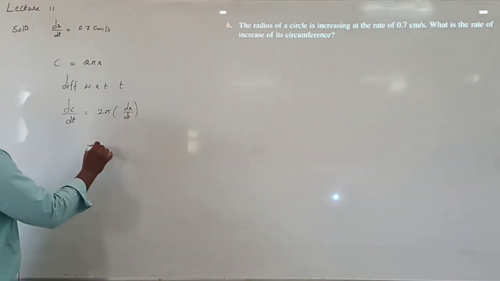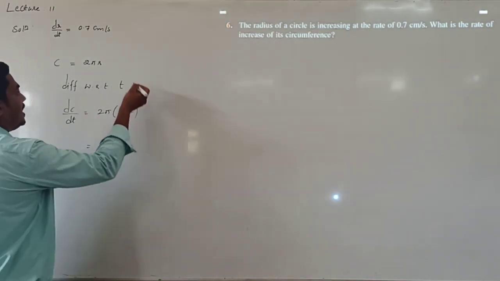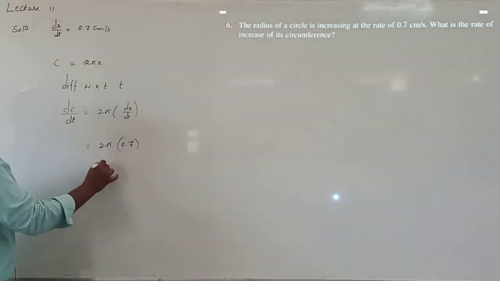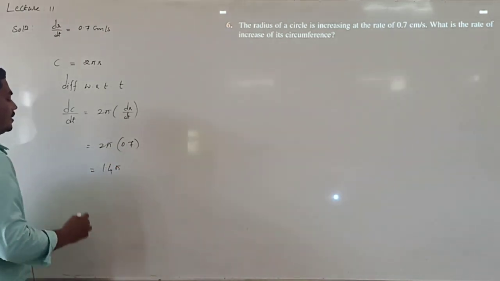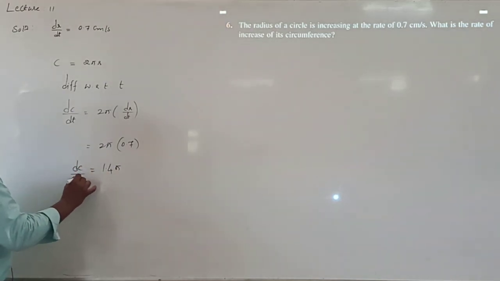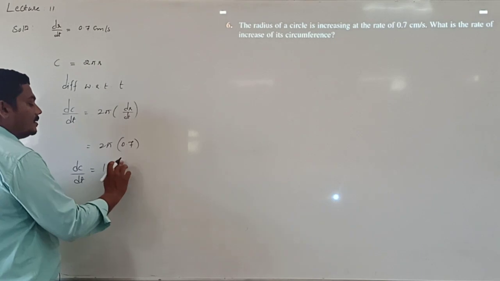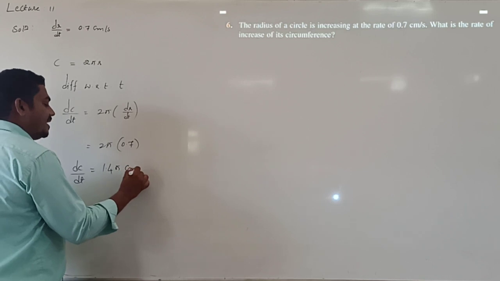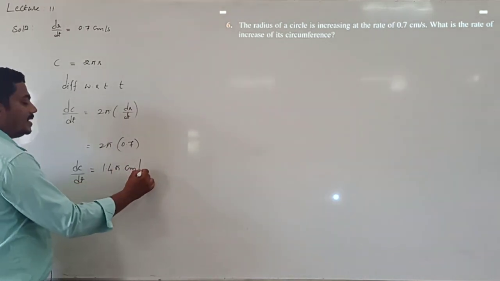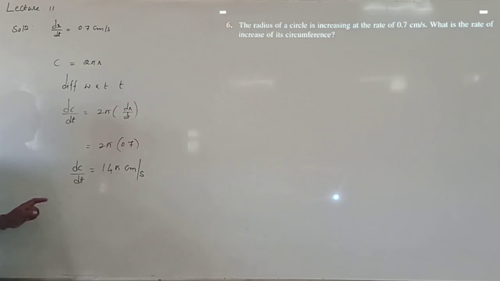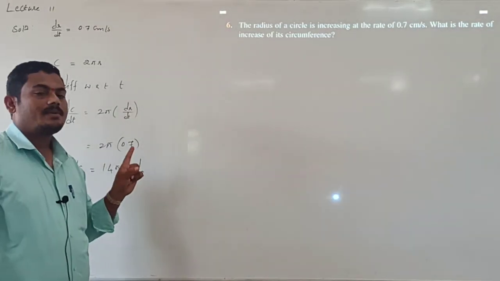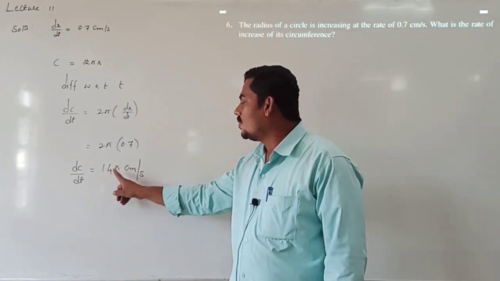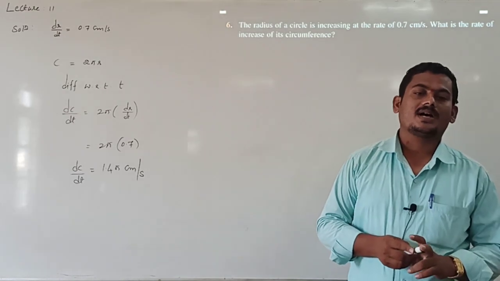Right? 2 pi into, already dr by dt is given, that is 0.7. Then 2 into 0.7 is 1.4 pi, that is dC divided by dt. Now write the unit. What is the unit? Circumference is measured in centimeter, and in the denominator time is there, it is measured in second. 1.4 pi centimeter per second. Its circumference is increasing at the rate of 1.4 pi centimeter per second.